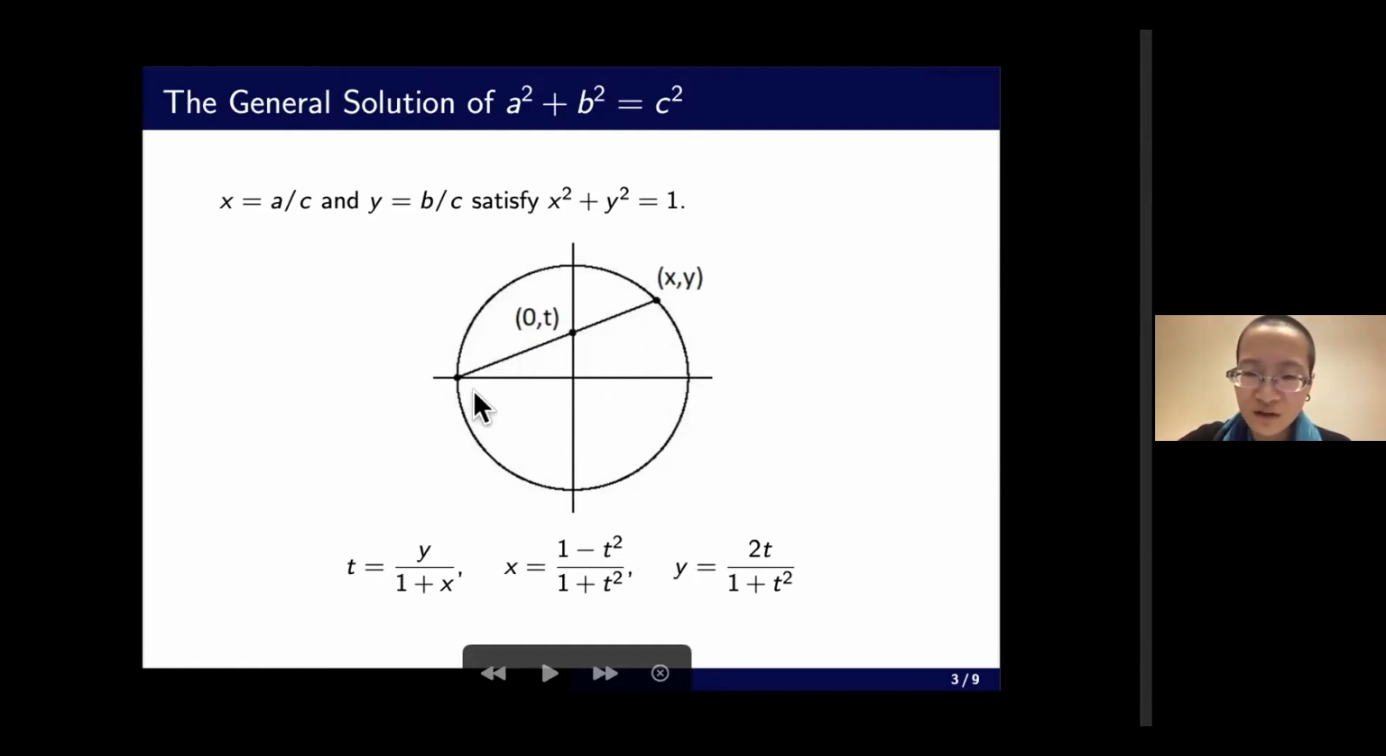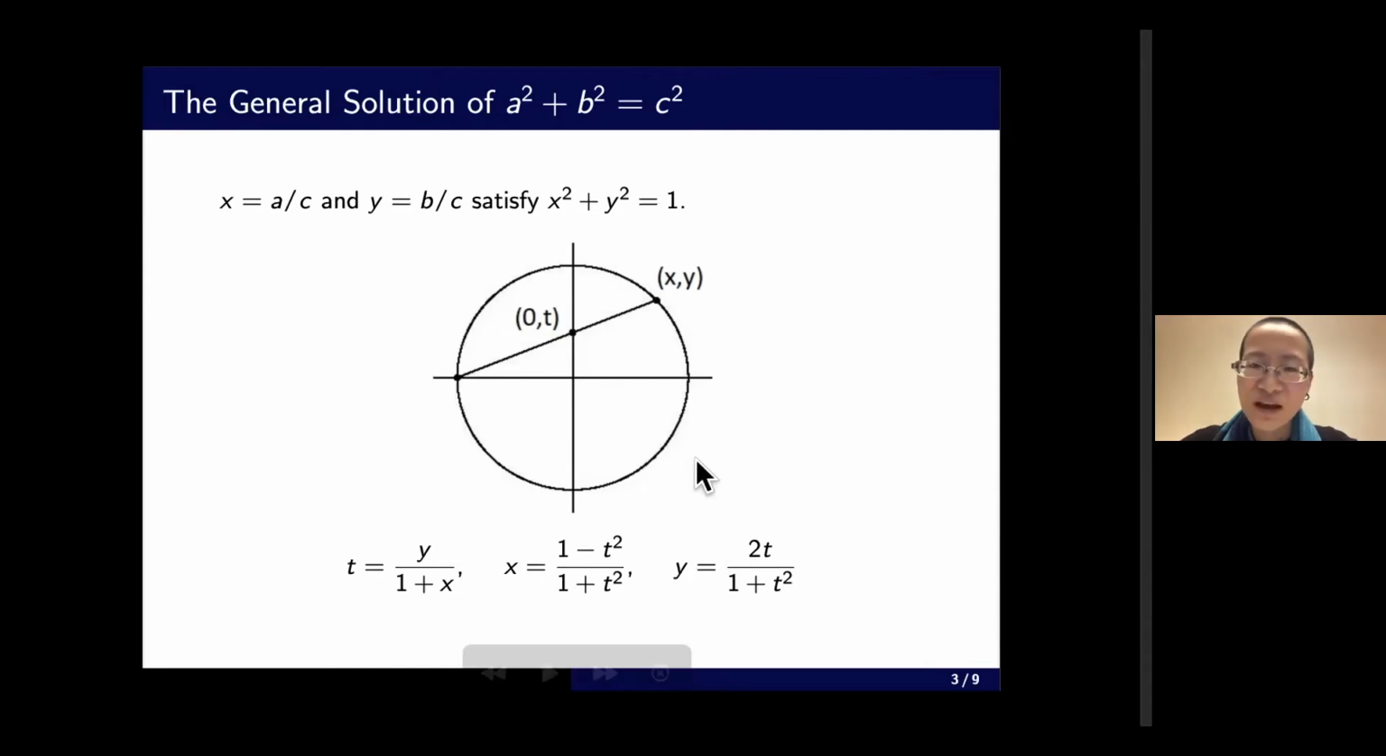So this gives us the relationship that t is equal to y over 1 plus x. Now, if we substitute this back into the equation x squared plus y squared is equal to 1, we can solve for x and y respectively in terms of t and obtain the following two expressions. Okay, so I have x is equal to this quotient and y is equal to this quotient involving t.